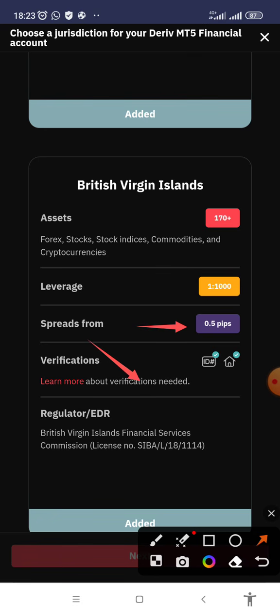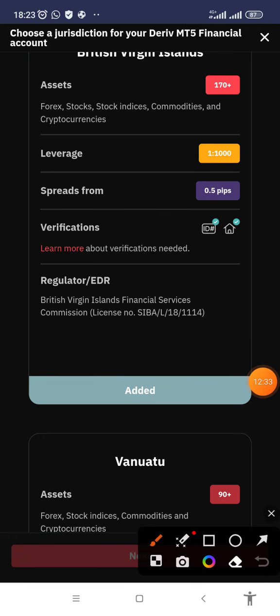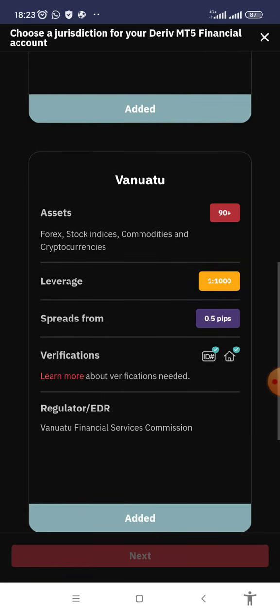And you need the same verification. And this one, the regulator is here: British Virgin Islands Financial Service Commission. And the license number is also there. And if you look at this account, it is put here, you can see it added. So it means this account is also added, which means I have this account also, which is the second account that I have.